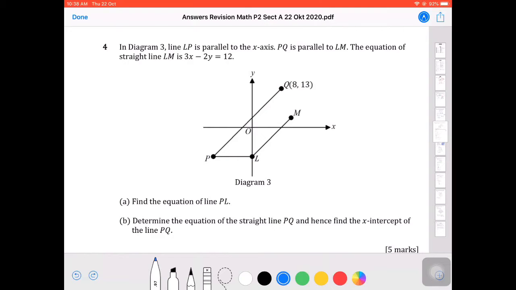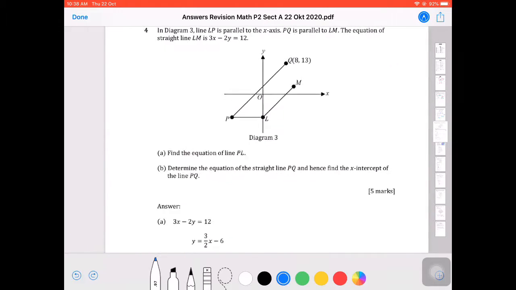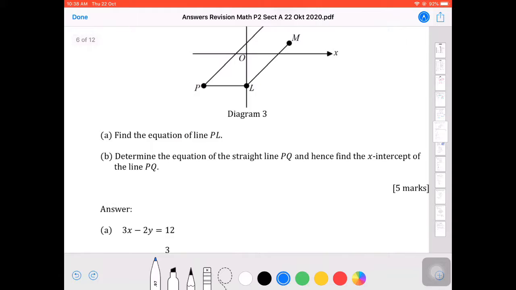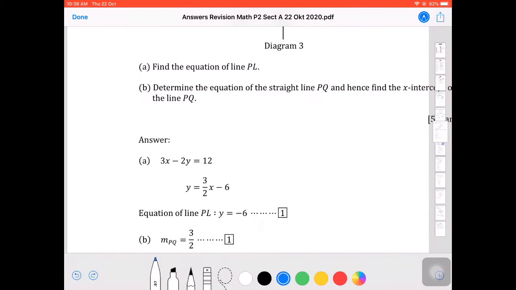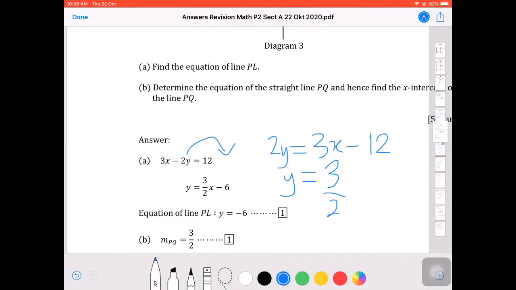So to find the equation of line PL, you have to modify the LM equation, because you need to find the y-intercept. Now we have 3x minus 2y equals to 12. Bring over the 2y to the other side, we have 2y equals to 3x minus 12. Now we're going to divide all by 2, because we want to find the y-intercept. So y equals to 3 over 2x, and then 12 divided by 2 will be negative 6.